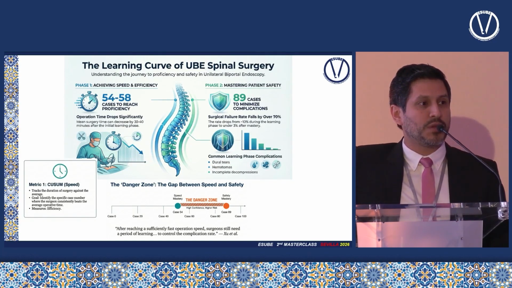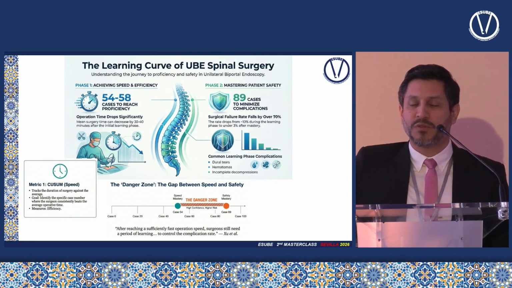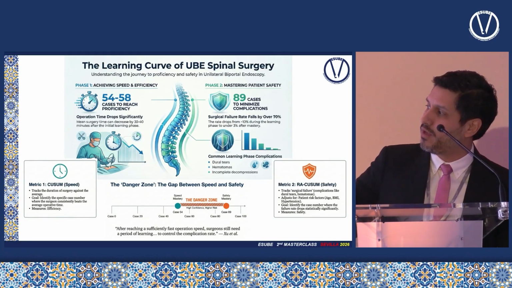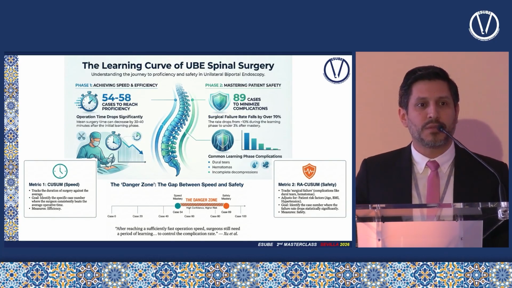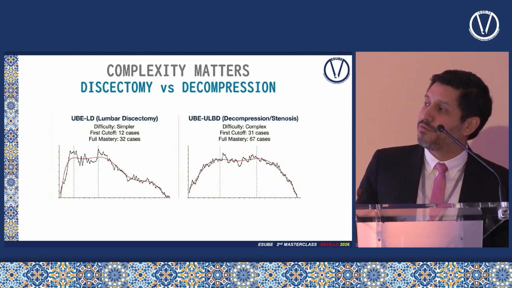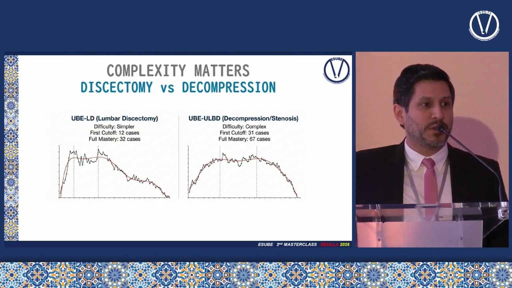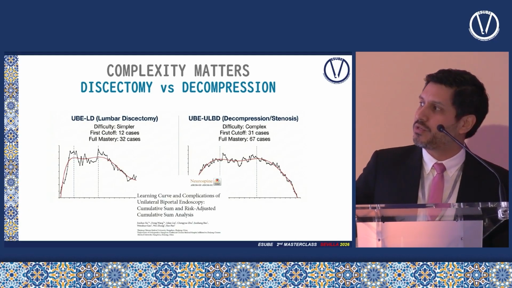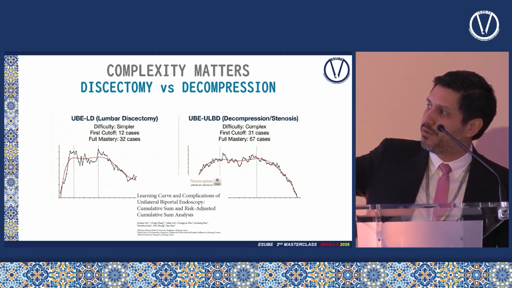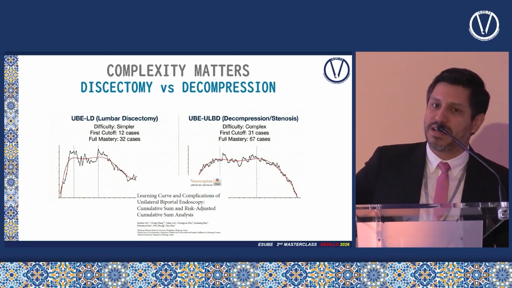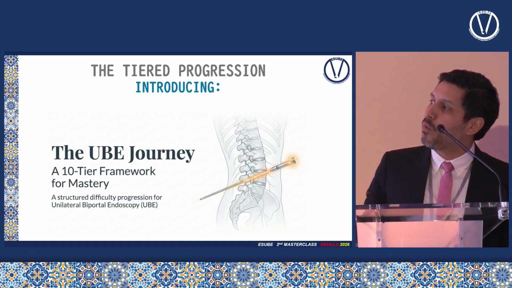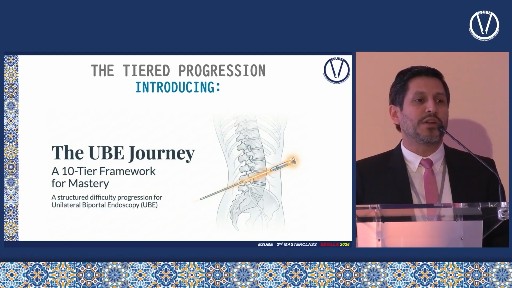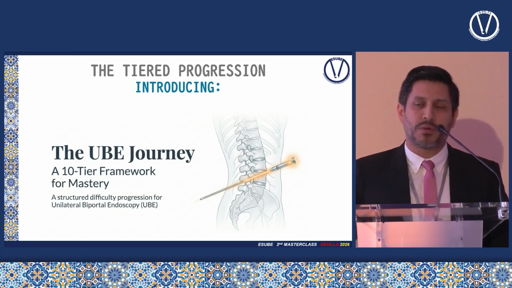How do we know this? Because we have some statistical tools in order to analyze learning curves, like for example the QSUM method and the risk-adjusted QSUM method. So of course the numbers are not the same for discectomy or decompression, as you can see here, and it's of course different with cervical and thoracic procedures. The numbers are different, the first cutoff, the full mastery, etc. And now I want you to learn about how can we approach the learning of UBE by a tiered approach.